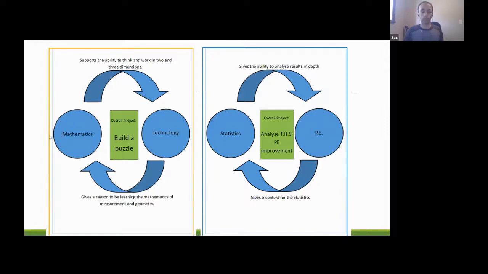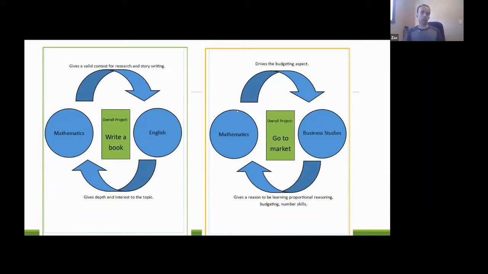In PE, we weren't just measuring for the sake of measuring, we were measuring using those statistics to inform the way that the class was improving. So the PE curriculum got something from the statistics that we were bringing, and we really got a good solid context to be working in. The same when we were working with English and when we were working with business studies. The maths is not tacked on, it actually really is driving what we're doing.